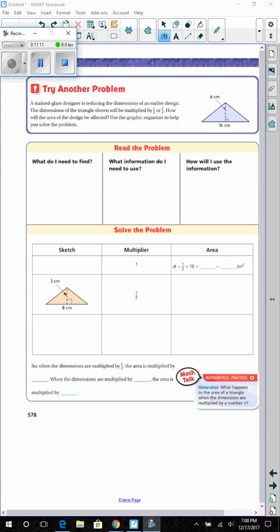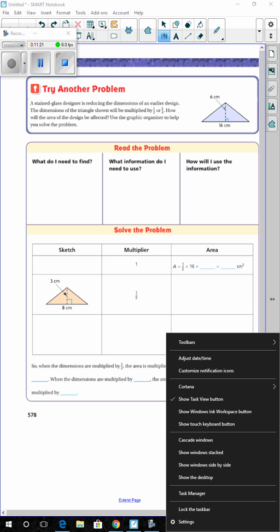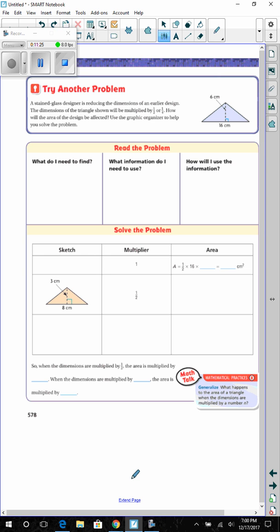Okay, now we are on to solve the problem on the bottom portion of the page. Sketch. Multiplier 1. Area: 1/2 times 16 times 6 equals 48.